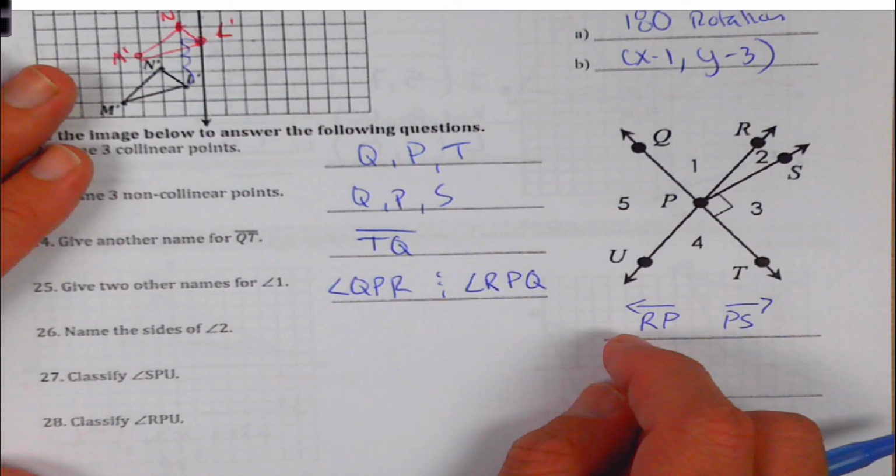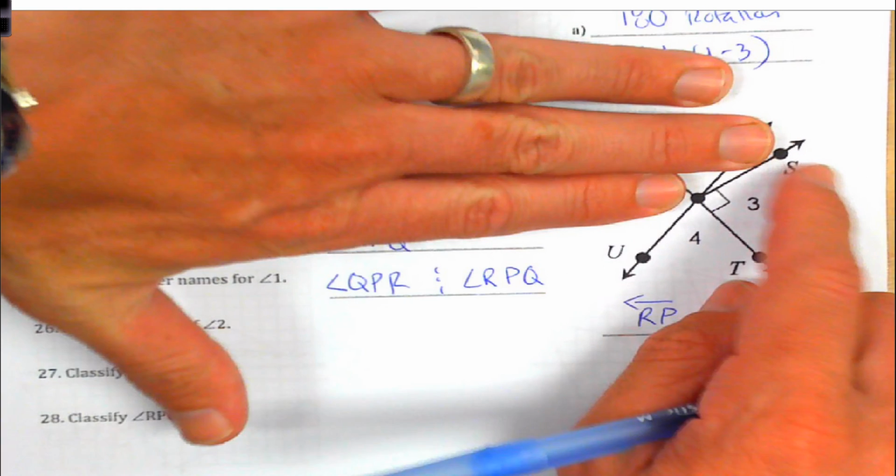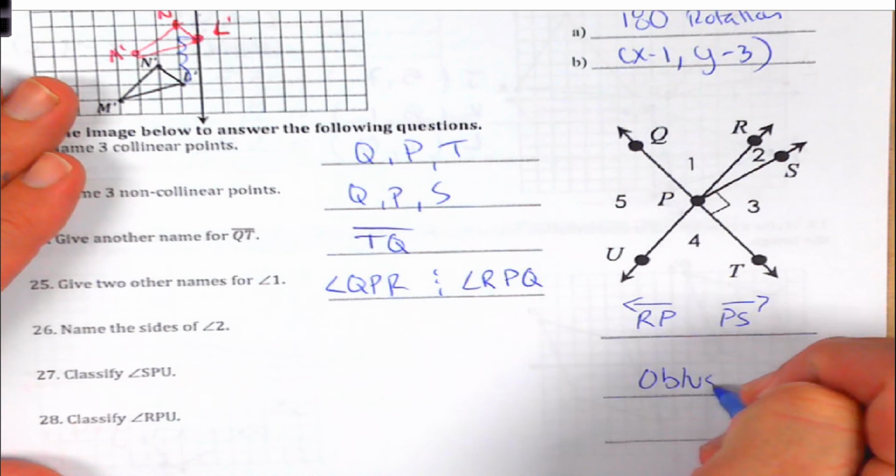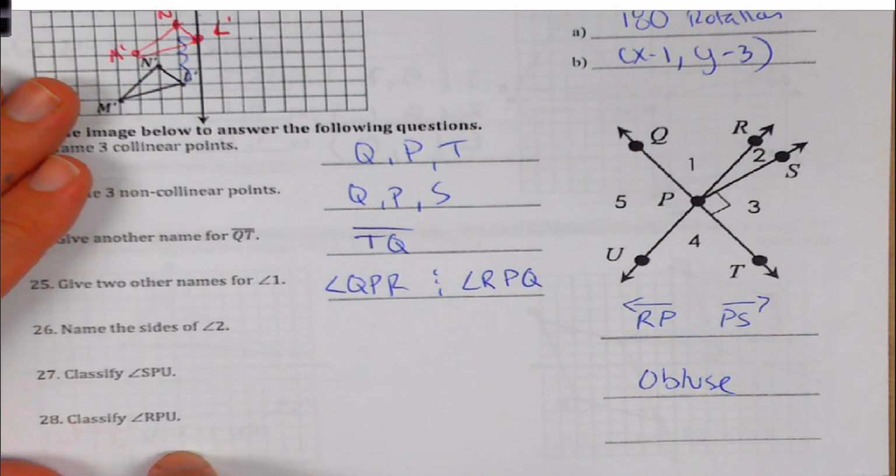Classify SPU. So SPU is kind of like the combo of 3 and 4. It's greater than 90, but not a straight angle, so that's definitely obtuse. And then RPU is a straight line, so that's a straight angle.